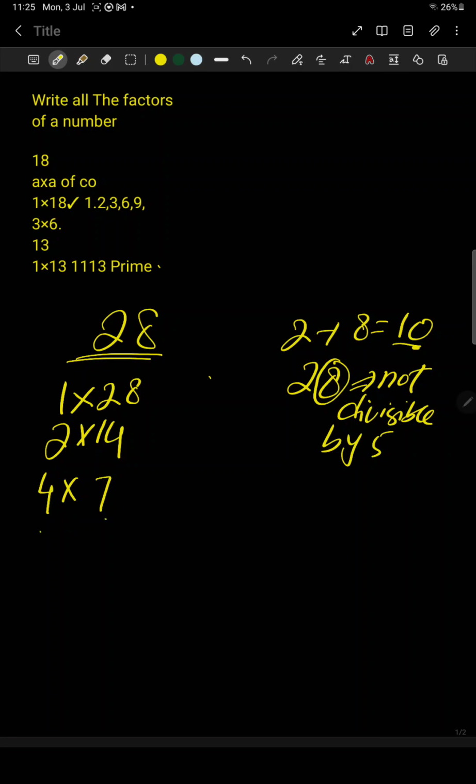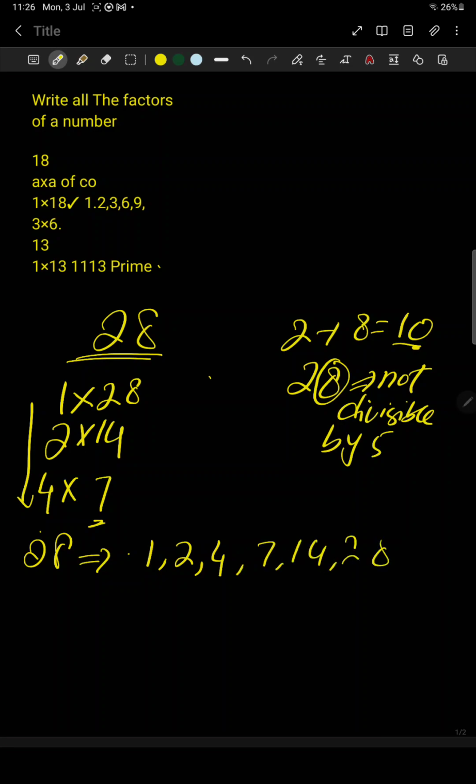7 we have already done, so we need not check the next ones. We will not go beyond. So what will be the factors of 28? 1, 2, 4, 7, 14 and 28. All of these are the factors of 28. In this way we will write all the factors of a number.